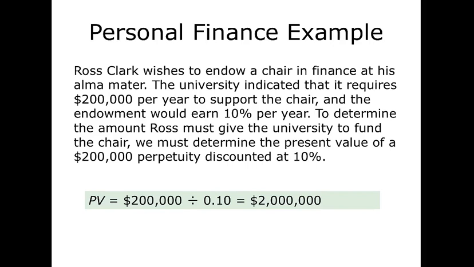So let's work an example. Ross Clark wishes to endow a chair at his university, at his alma mater. The university indicated that it requires $200,000 per year to support the chair, and the endowment would earn 10% per year. To determine the amount Ross must give to the university to fund the chair, we must determine the present value of a $200,000 perpetuity discounted at 10%, so it would simply be the cash flow divided by the discount rate. So the amount of the endowment would have to be $2 million.